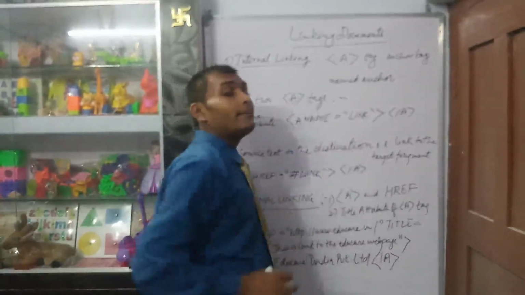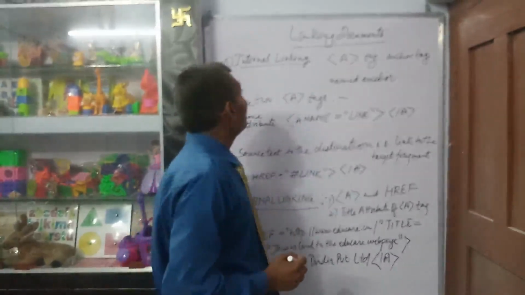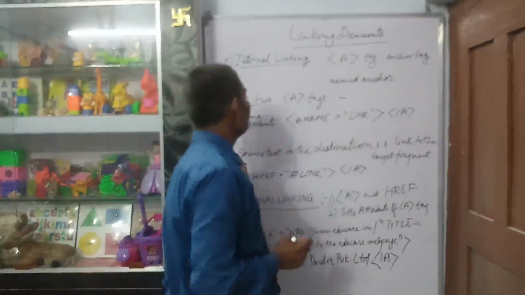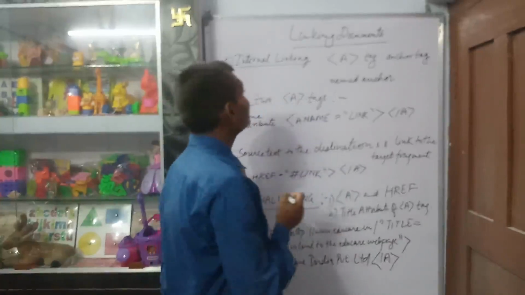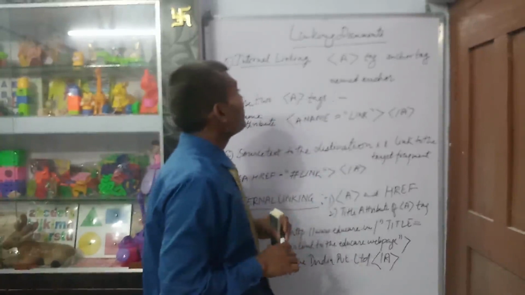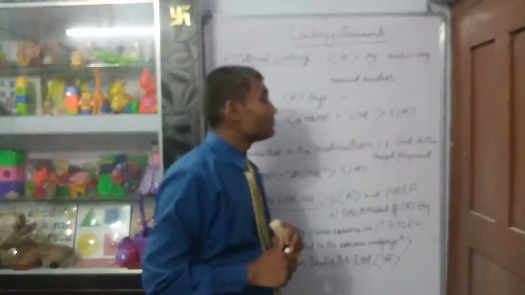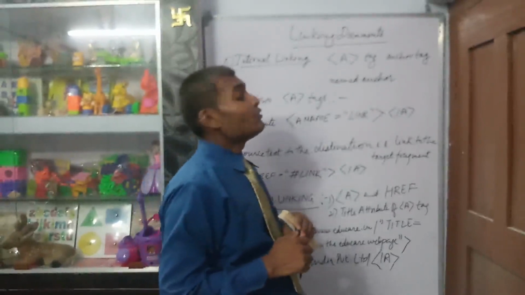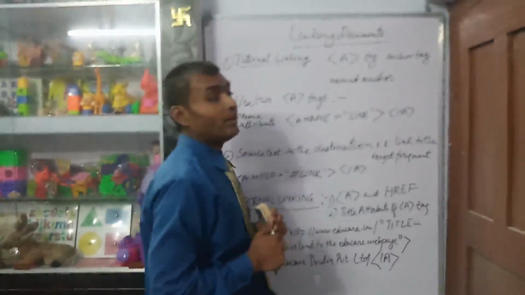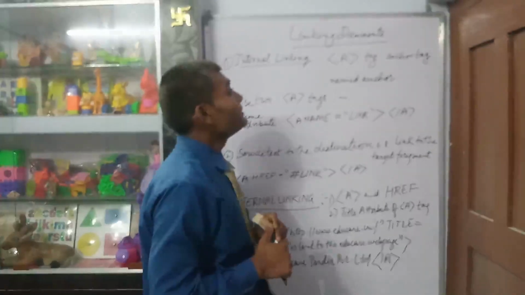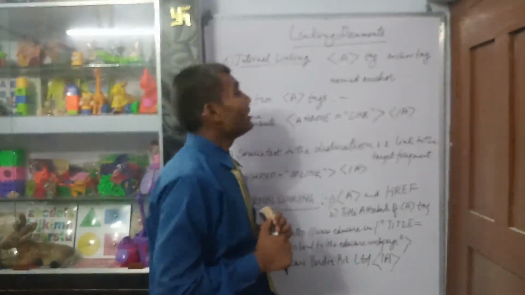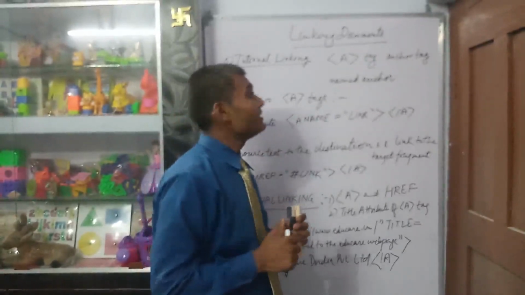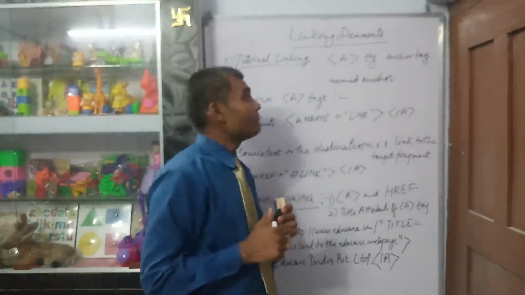There are two types in HTML for linking documents. First is internal linking and second is external linking. So first see internal linking. Why do we use internal linking? We use internal linking when there are so many subsections in a web page, or you have to link many sections in a single web page, or a number of pages in the same website.